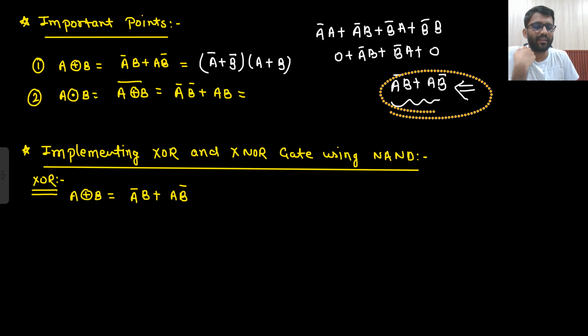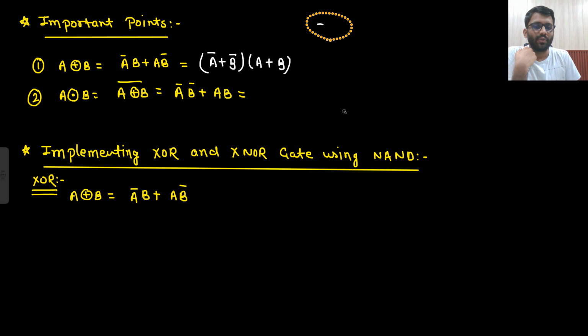How will you remember it? You will remember that this is the SOP form, sum of product form. If I need to write it in product of sum form, then I will remember XNOR. What is the answer of XNOR? A bar B bar plus AB. So A bar plus B dot A plus B. This is how I will remember it.